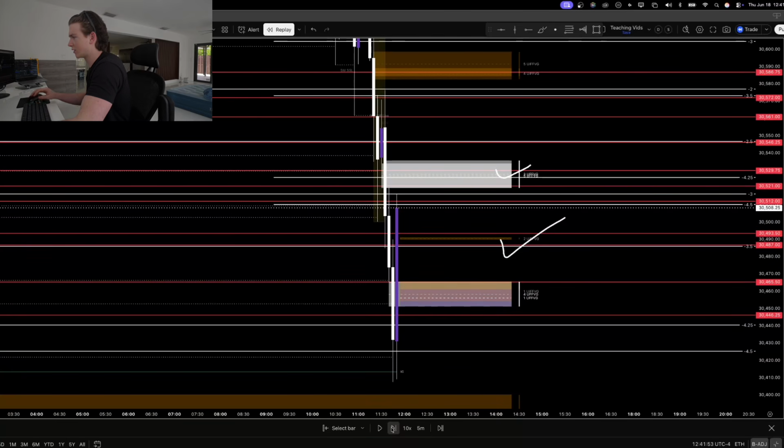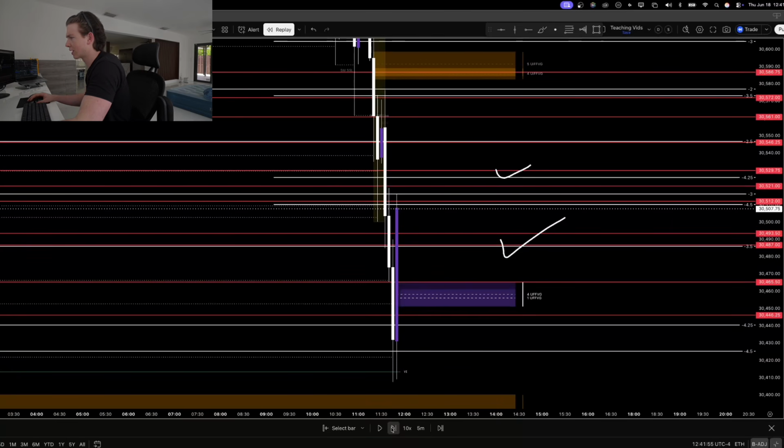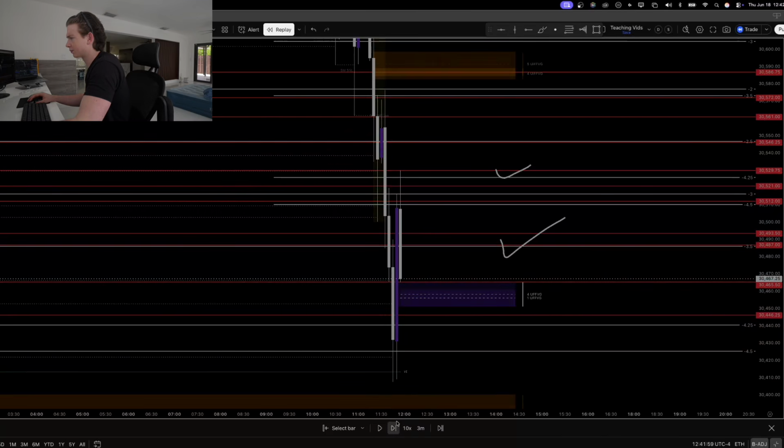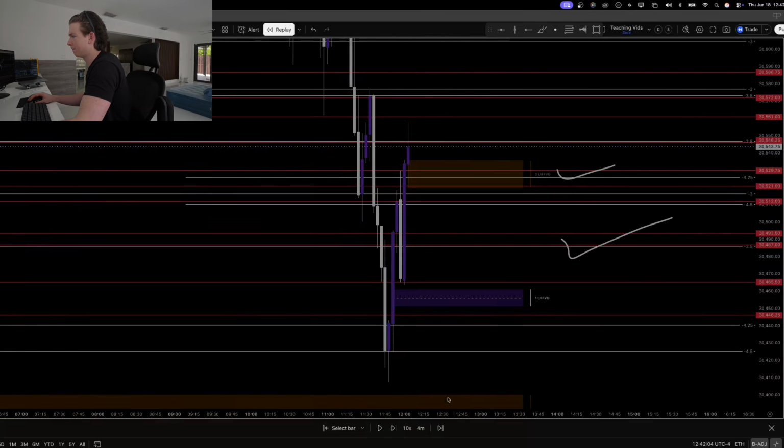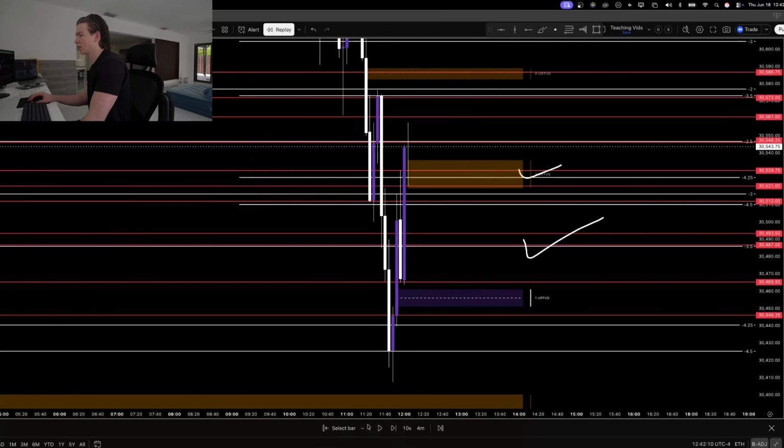Ooh, aggressive move back into our area. There's probably a reason to get out somewhere in here. Maybe not. Just looking for disassociation between NQ or ES, between either equity.